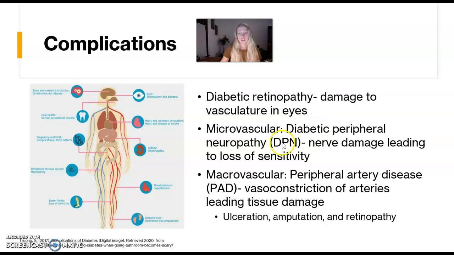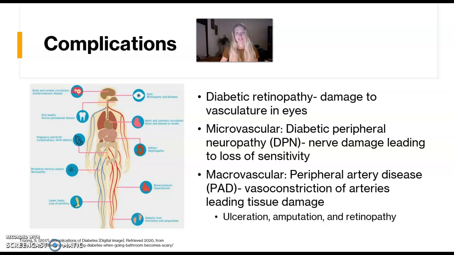In microvascular, the main one is diabetic peripheral neuropathy, DPN, which is when nerve damage occurs because of the microvascular damage. Oftentimes patients report feeling numbness or tingling in their extremities, especially their feet. And then in macrovascular, the main one is peripheral artery disease, which occurs when there's constant vasoconstriction of arteries, and that leads to tissue damage.